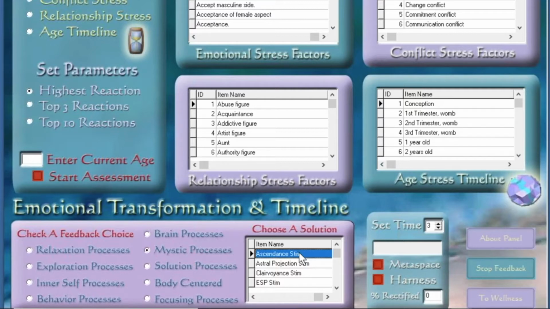And you do that actually in Metaspace. You have to do that in Metaspace. You don't want to hook up a dying person to the harness.